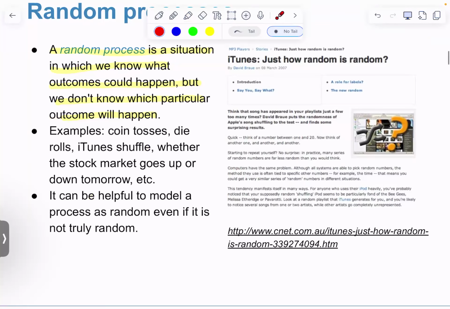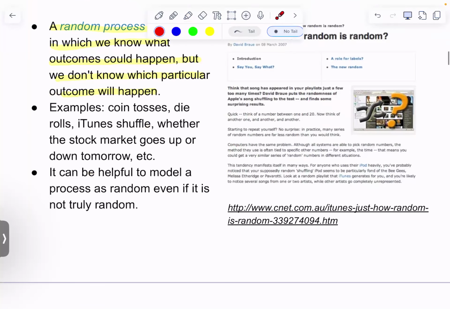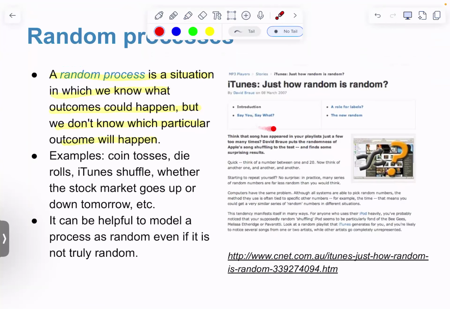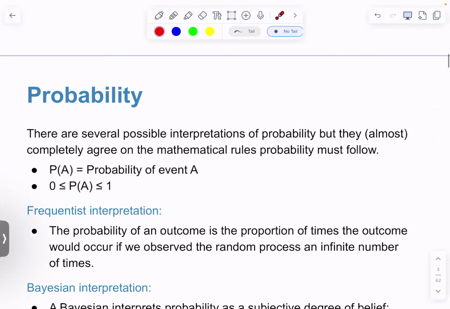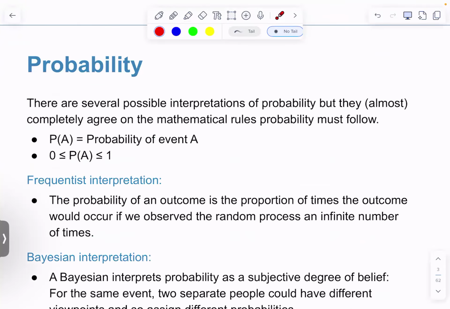Blah, blah, blah. I'm not sure I've ever read this example, so don't worry about it. iTunes, blah, blah, blah.